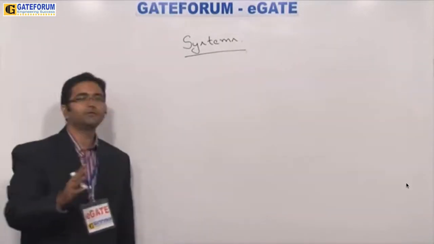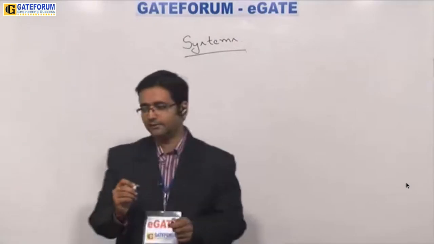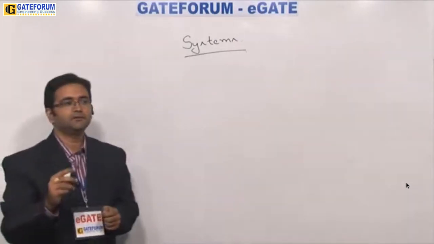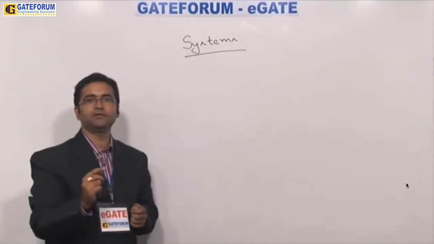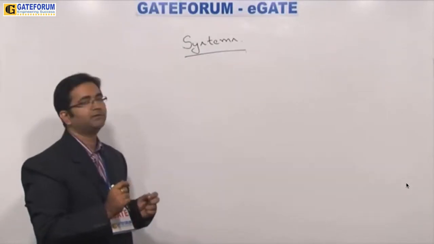Before going to the systems, we studied signals, the types of signals, the classification of signals, the operations on signals, and then some basic signals, which are the unit step and delta function, right? Now we are going to study about the systems.